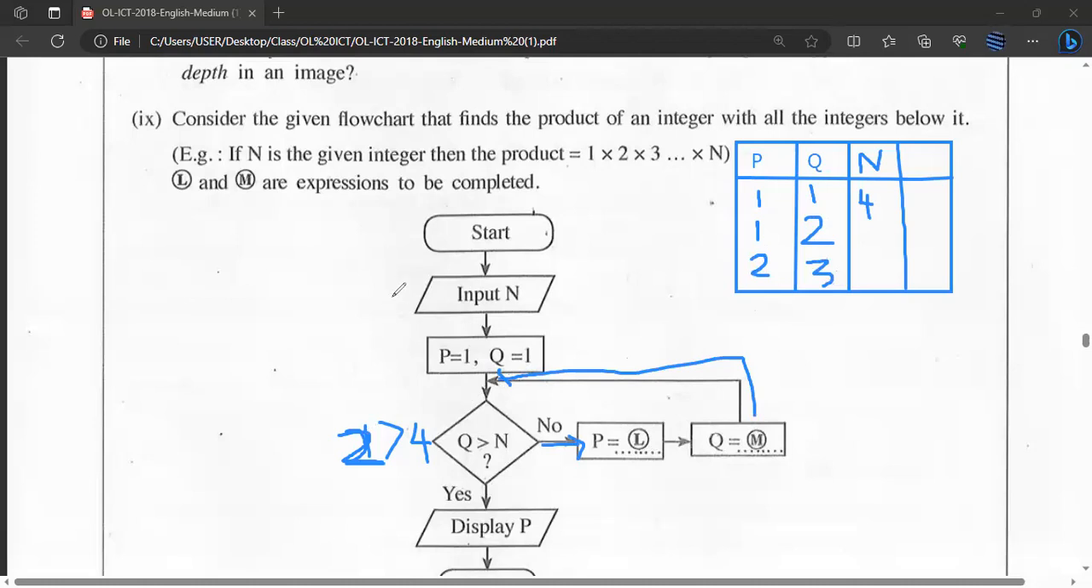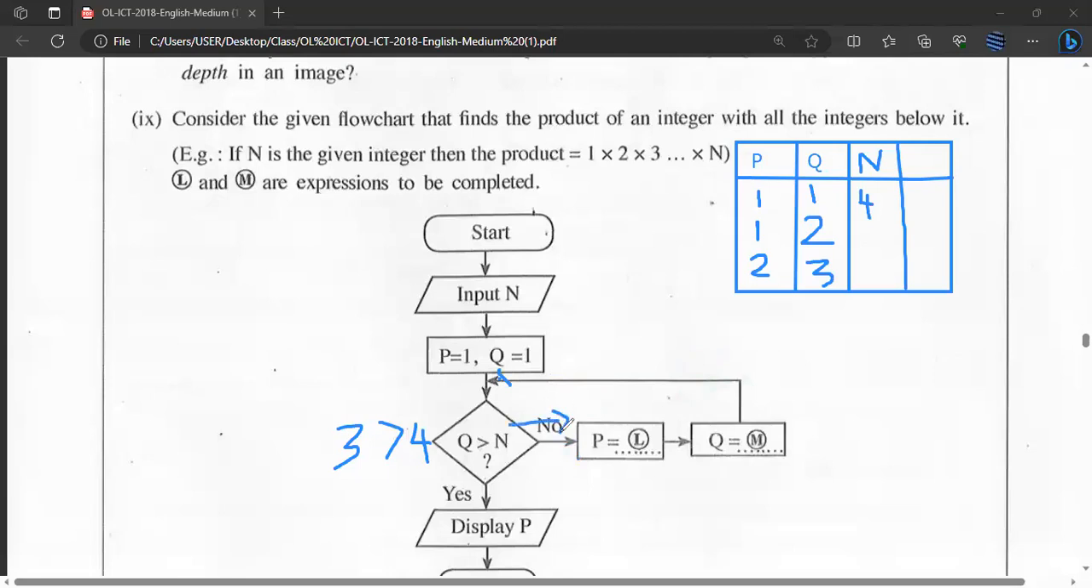Now we know that Q is going to be 3, not 2. So is 3 greater than 4? 3 is not greater than 4. So again, it will be coming to the no side, right?